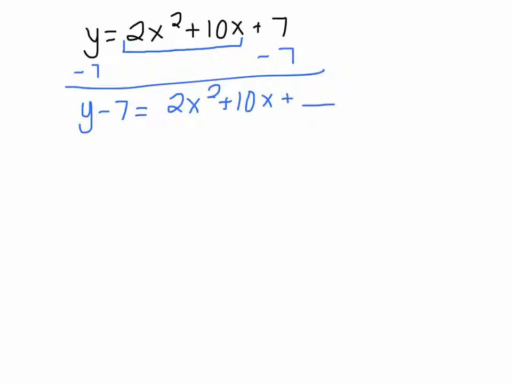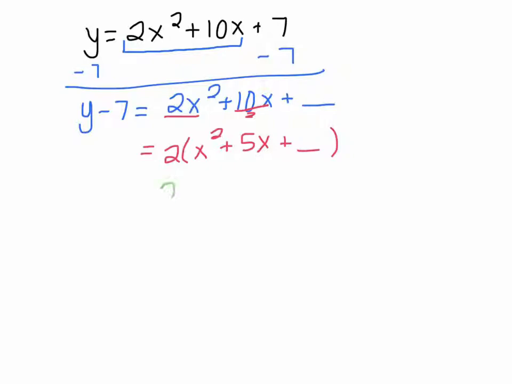Well, I have to factor out the leading coefficient, so I have to factor out the 2. And when I factor out the 2, I'm left with x squared. I'm going to divide 2 there, so plus 5x. And I'm going to add something to that as well, completing the square.